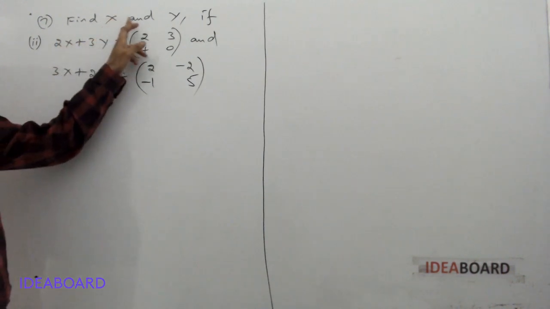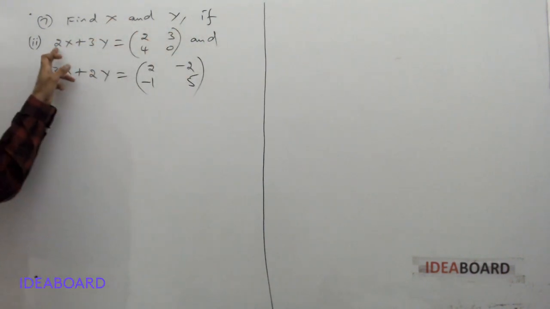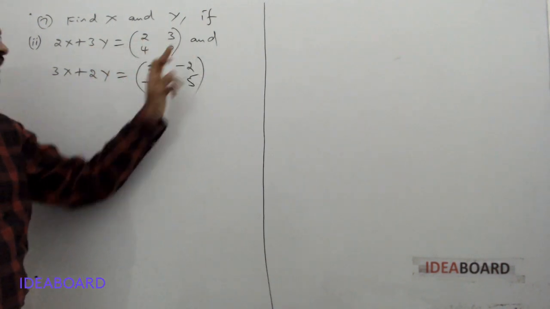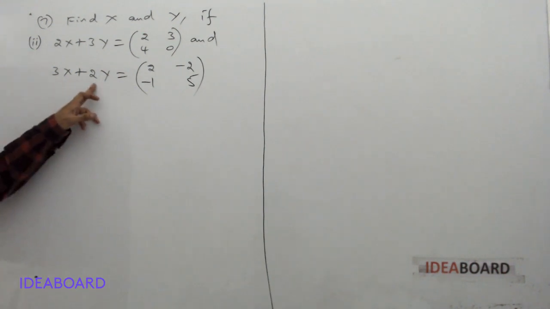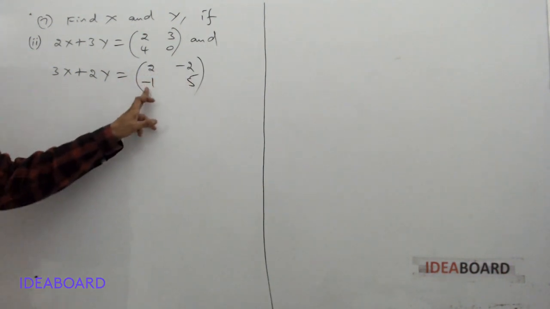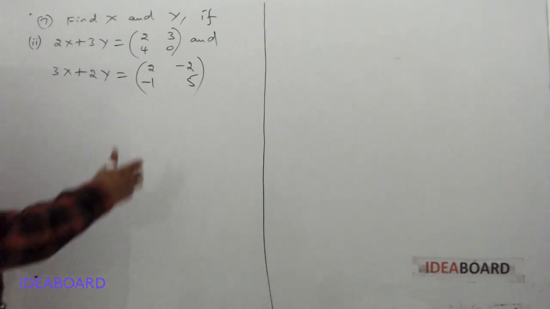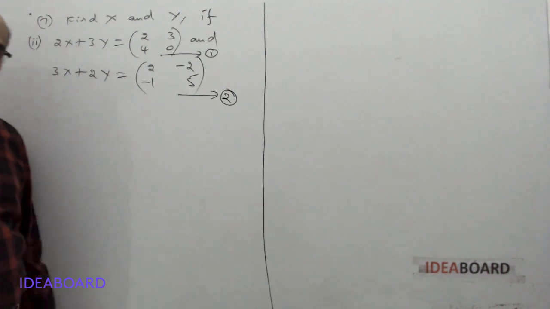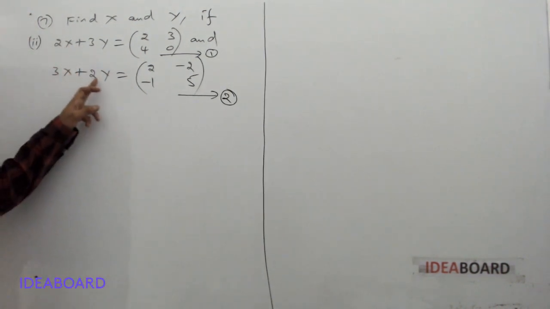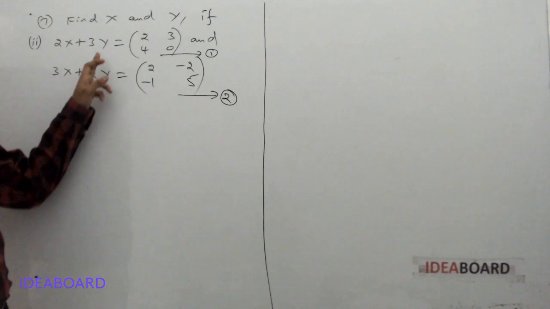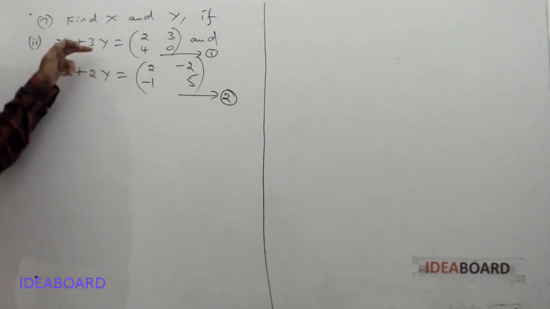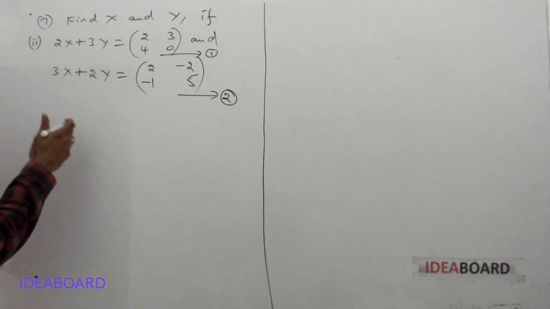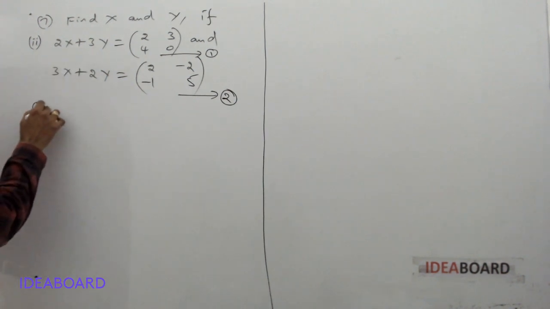Find the matrix X and Y if 2x plus 3y equal to the matrix given by 2, 3, 4, 0 and 3x plus 2y equal to 2, minus 2, minus 1, 5. Let me take this as equation 1 and this as equation 2. To find the matrix X and Y here, first we have to eliminate Y from these two equations. Now, multiply first equation by 2.